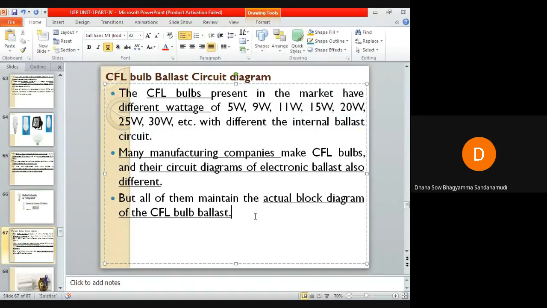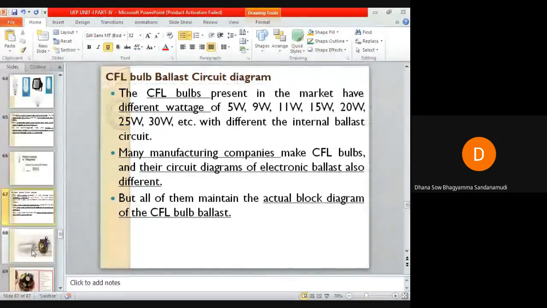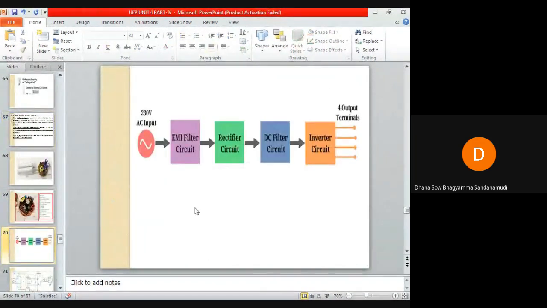But one thing all the manufacturers will keep in mind is that the block diagram for this ballast circuit will remain the same. Whoever is the manufacturer, he will take the standard block diagram for the ballast. This is the block diagram for the ballast circuit. Every manufacturer will follow the same block diagram, but the components within these blocks, here you can see 4 blocks are there, will vary. It depends on the manufacturer.